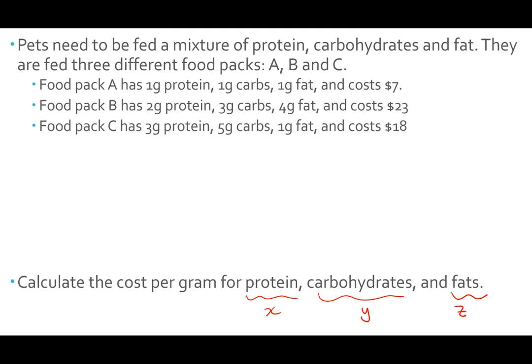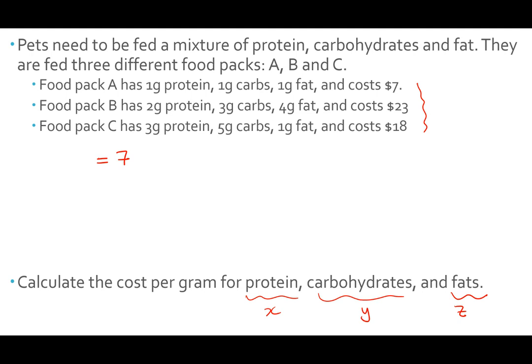So you'll notice that these bullet points here are conveniently written where I can actually easily transfer them to equations. So the first one, food pack A, I'll write an equation for that. So we'll start with an equal sign. On the right-hand side, I'm going to put in the cost of that pack, which we can see is $7. We don't need to worry about any dollar signs or grams or anything like that, just the numbers is fine. On the left-hand side, I'm going to put in the components of that cost.